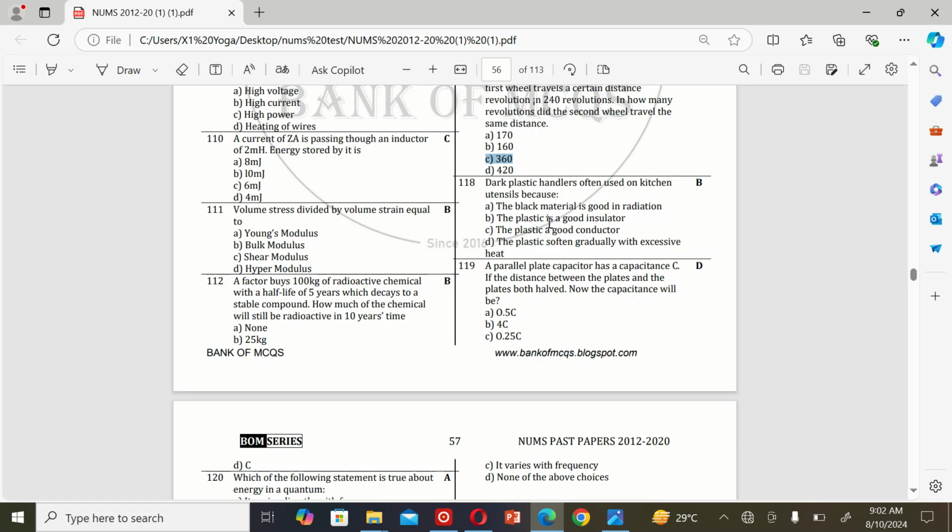The next MCQ is: dark plastic handles are often used on kitchen utensils because: A, the black material is good in radiation; B, the plastic is a good insulator; C, the plastic is a good conductor; D, the plastic softens gradually with excessive heat. So the correct option is B.